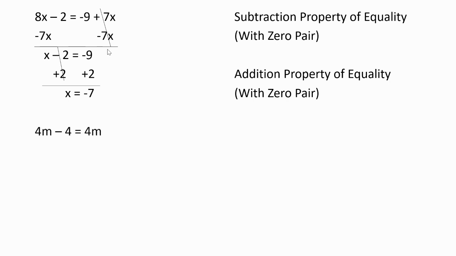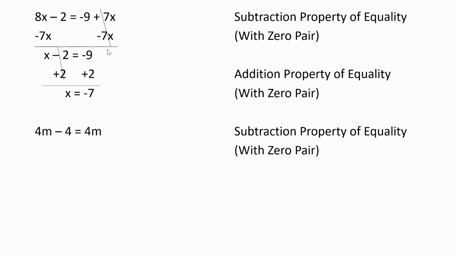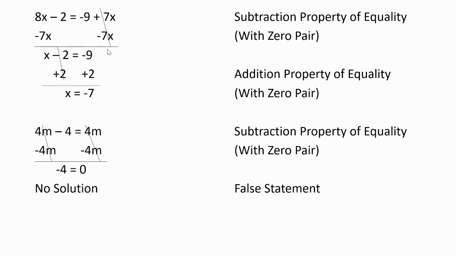All right. So same thing here. I've got to get the m's on the same side, right? The 4m. So here it doesn't really matter. I'm going to use subtraction. I'm going to subtract a 4m to both sides. Those both equal 0, and I get negative 4 equals 0. And in this case, this is a false statement. So this is no solution or undefined. That doesn't equal anything. There's no answer to that question.